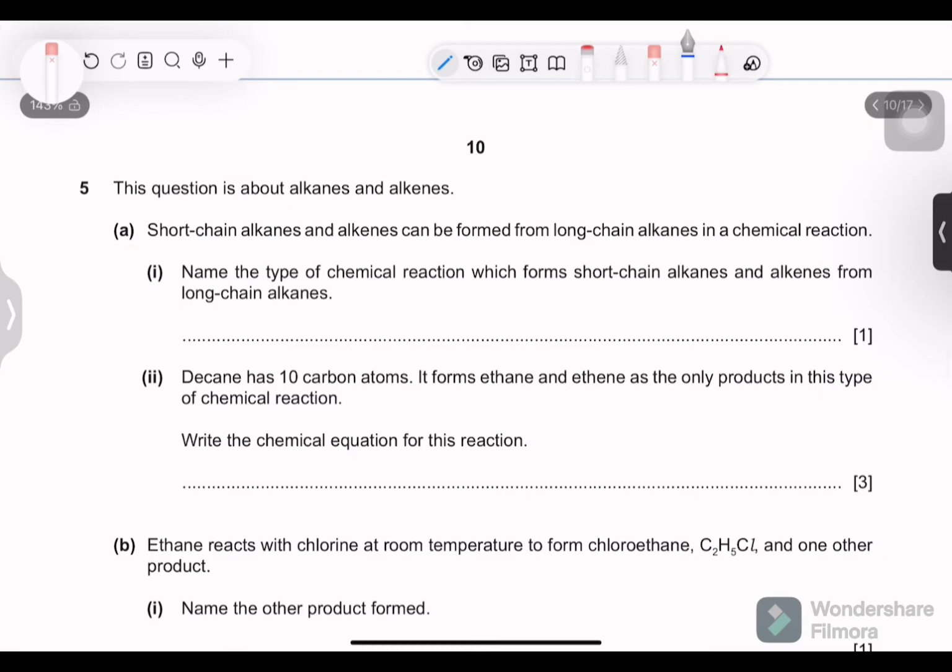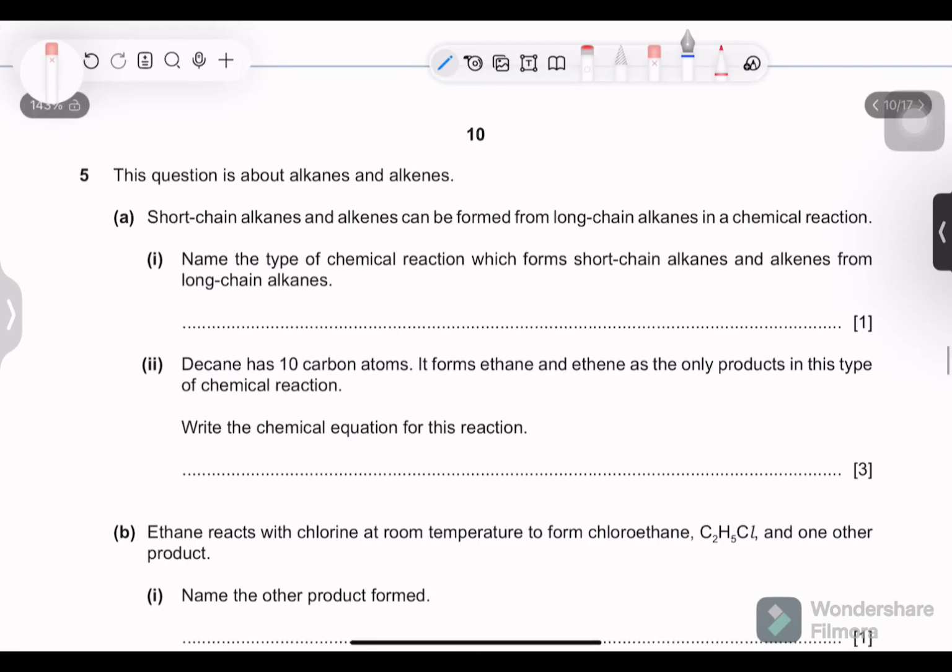Next question. This question is about alkanes and alkenes. Short chain alkanes and alkenes can be formed from long chain alkanes in a chemical reaction. Name the type of chemical reaction which forms short chain alkanes and alkenes from long chain alkanes. So we know to break long chain alkanes because the shorter ones burn better and are more in demand in the automobile industry. We crack the hydrocarbons, and this cracking of the hydrocarbons is a source for hydrogen in the Haber's process also, the manufacture of ammonia.